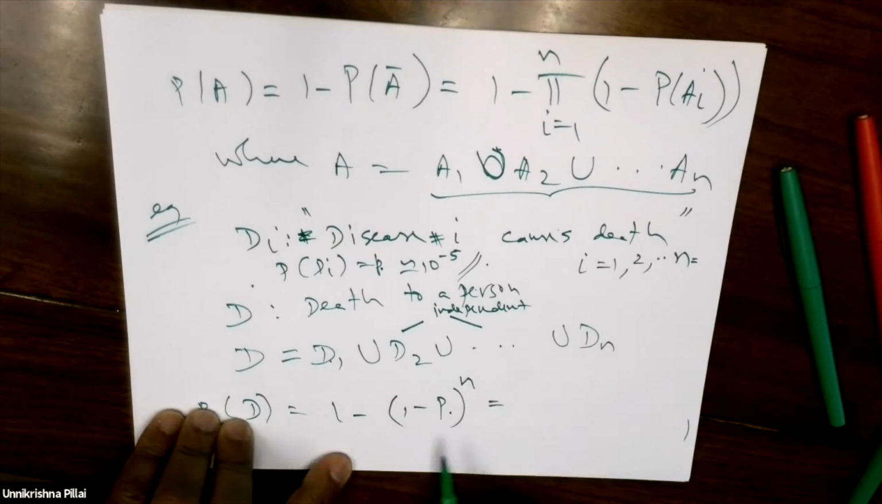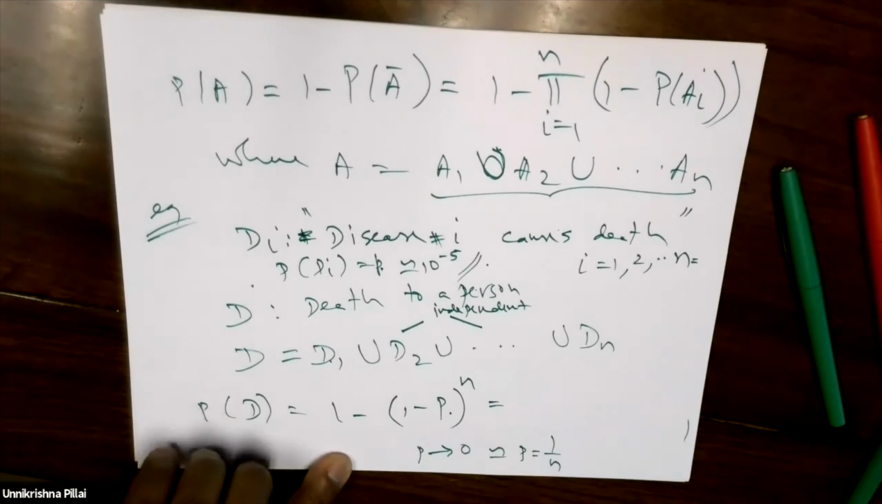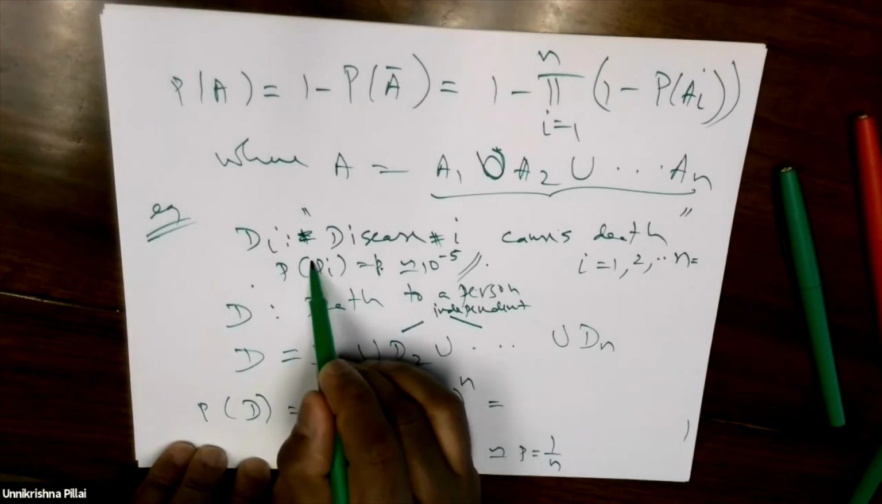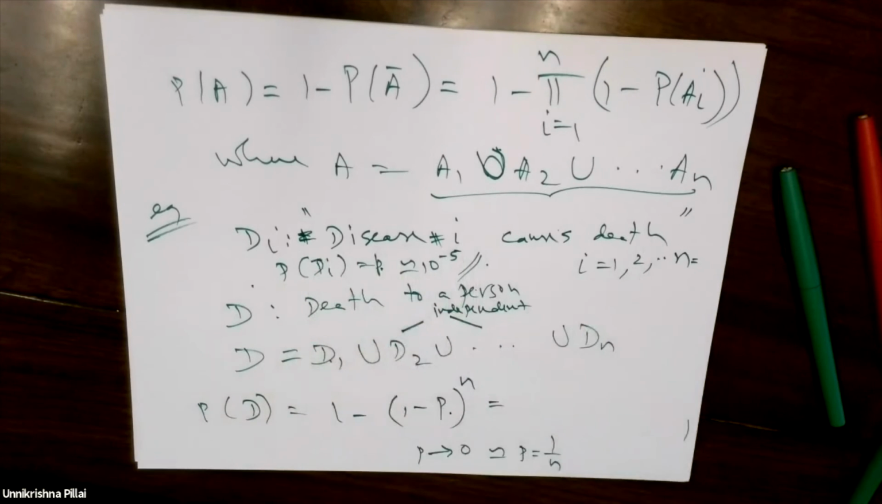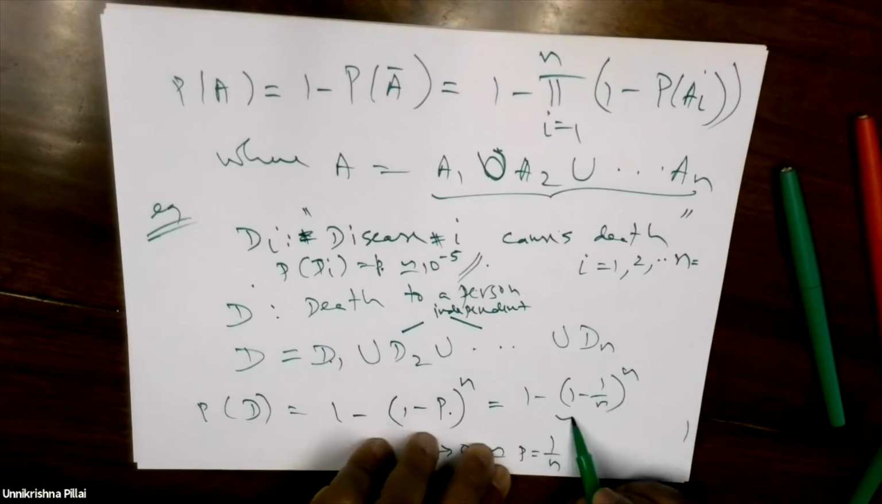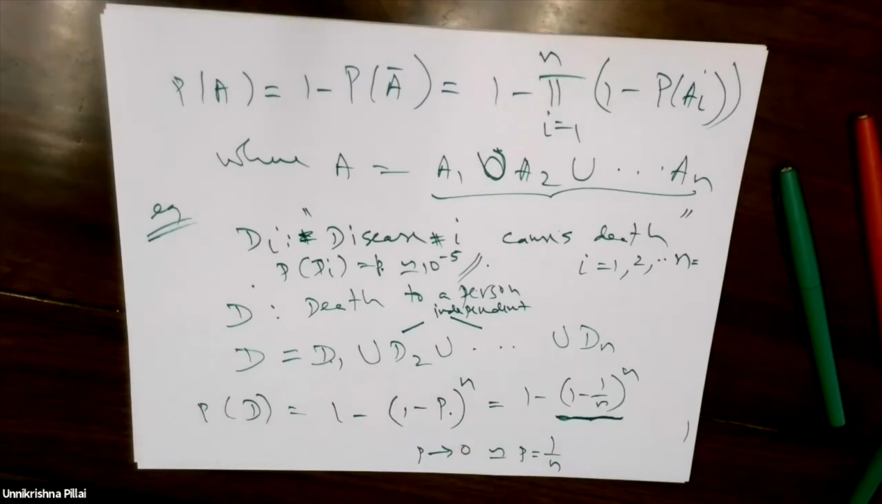Now just to show you something, let me say p is very small, p goes to 0. So I'm going to assume that p goes roughly as 1 over n. I hope you are following me. P is the probability of death due to any particular disease, any particular cause. So this becomes 1 minus 1 over n to the power n. Anybody has any idea what is the value of this number as n becomes larger and larger? 1 minus 1 over n to the power n?